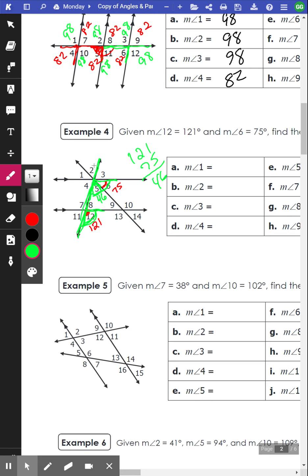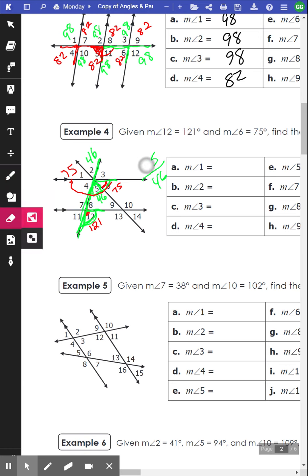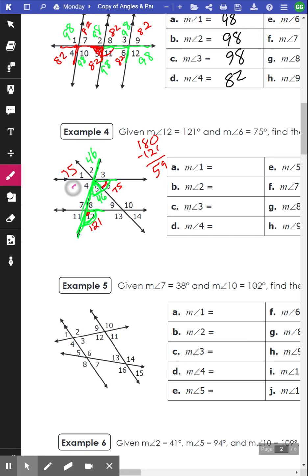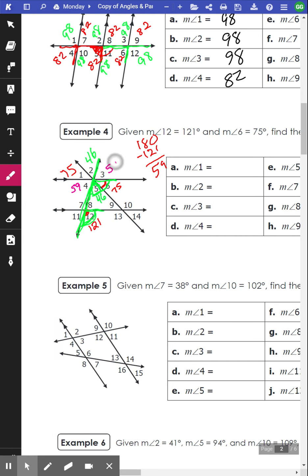Wait a minute, angle 5 and angle 2 are vertical. Oh, so angle 2 is 46. Guess what? Angle 6 and angle 1 are vertical. So angle 1 is 75. I know that from here all the way to there is 180 degrees. If I want to figure out angle 4, then it's 180 degrees minus, I'm not going to add 46 and 75. I already know those two together are 121. So I just subtract, and get 59 degrees. So I know angle 4 is 59 degrees, which means angle 3 is 59 degrees.